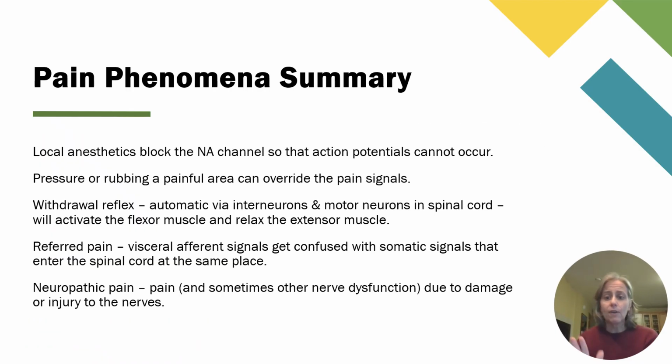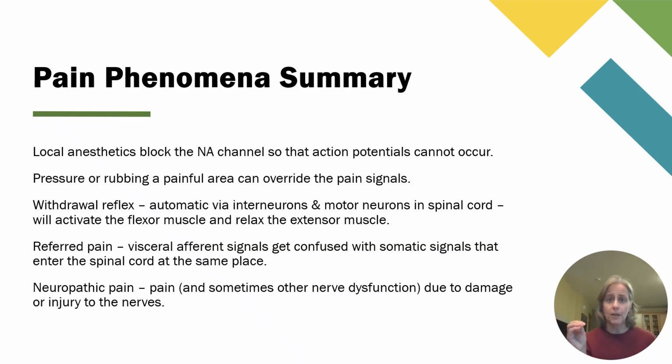So in summary, of all these different things that can happen with pain, we learned that local anesthetics work by blocking the sodium channels so that you can't make an action potential. Sodium can't rush in and depolarize the axon. We also learned that pressure on or rubbing of an injured area can help override the pain signals, perhaps because they're much faster, so you can send more of them in a defined period of time, or perhaps due to the gate control theory of pain, maybe it's inhibiting things at the level of a second order neuron at the spinal cord. We also reviewed the withdrawal reflex.